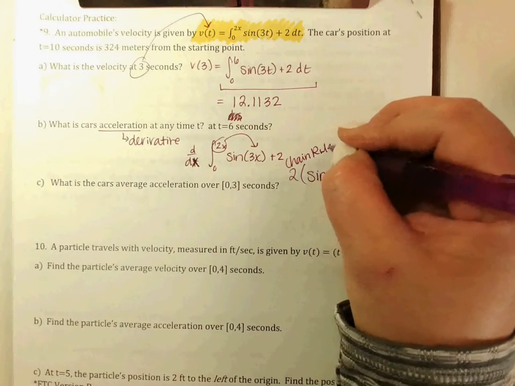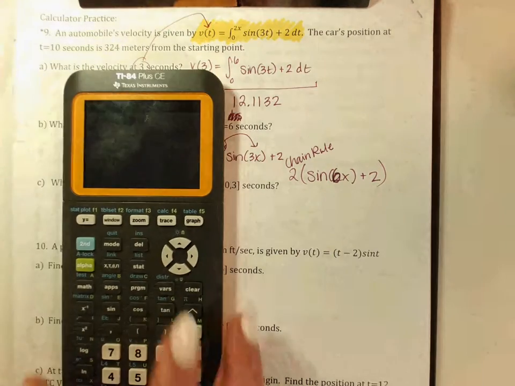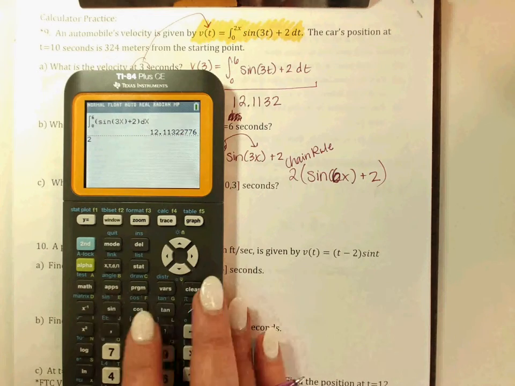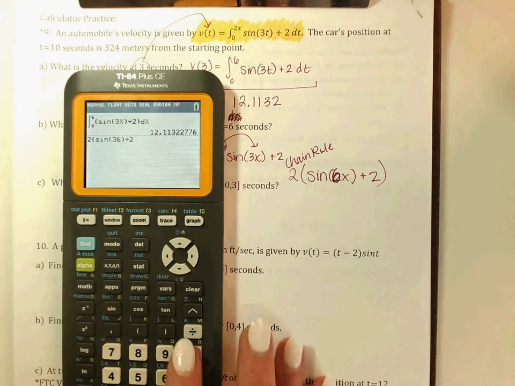Okay, this is the chain rule. I take the 2x, I sub it in where the 3 is, so now it's a 6x, but then I have to remember to multiply by 2, and then where do I want the acceleration at? 6. So then I just type that into my calculator. So it will be 2 parentheses. Why plus 2?